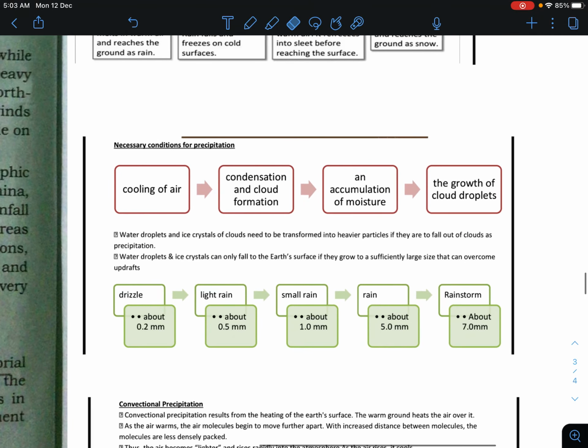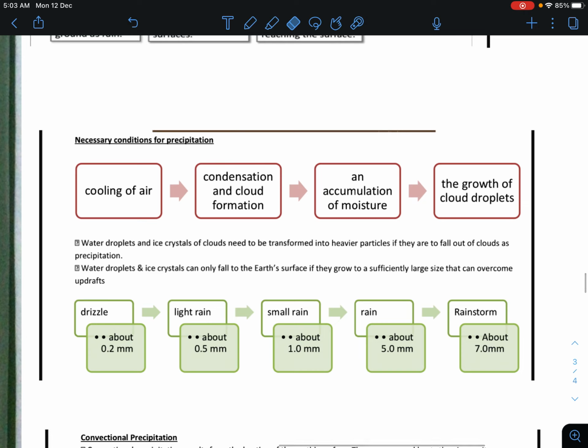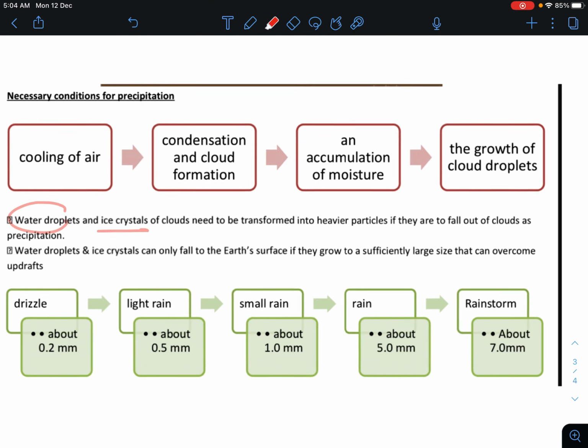Okay, now we'll go through the necessary conditions for precipitation. We need cooling of air. If the air cools, then condensation and cloud formation occur. A cloud is an accumulation of moisture. And the growth of cloud droplets means they become big, and after that they are going to drop. So these are the water droplets and ice crystals of the cloud.